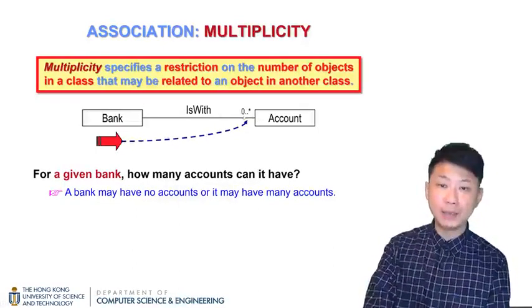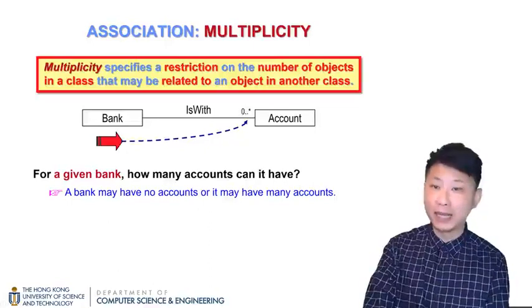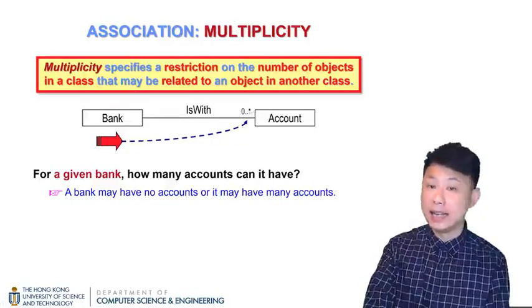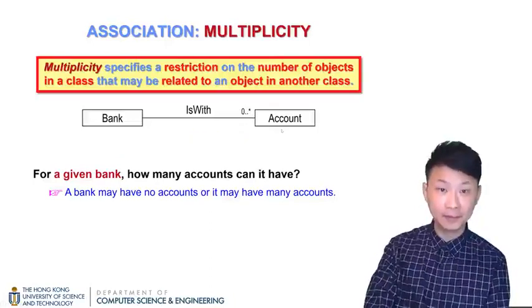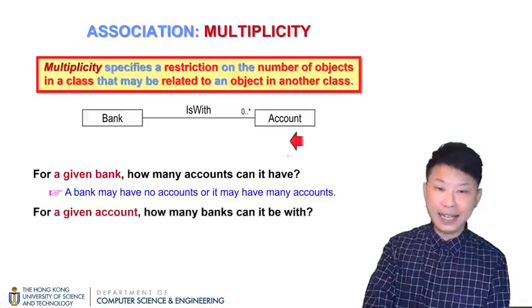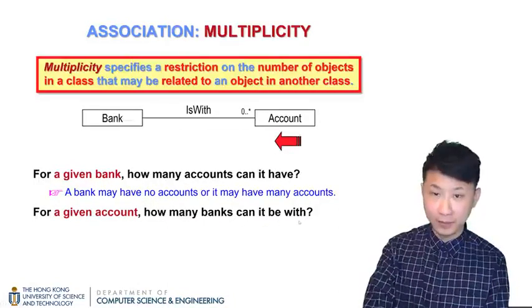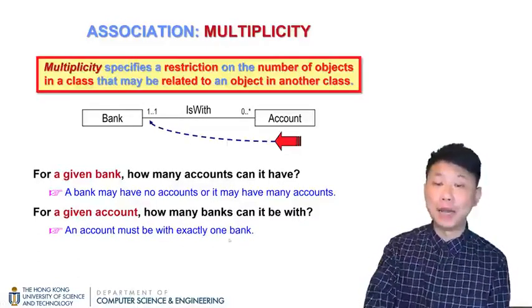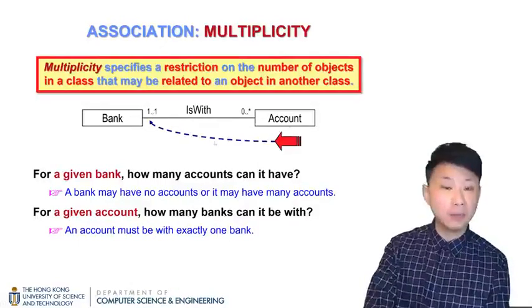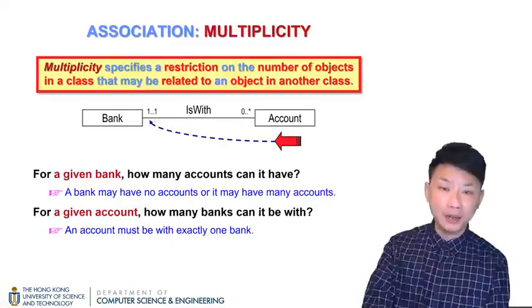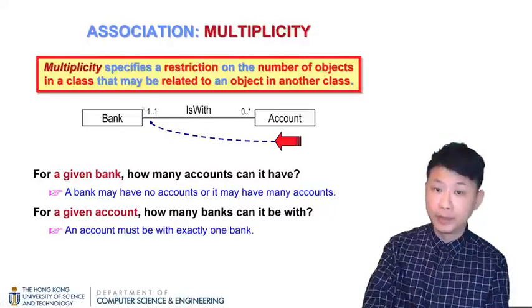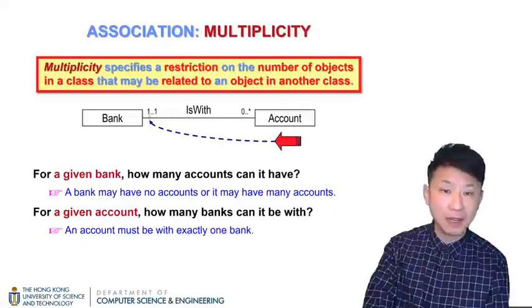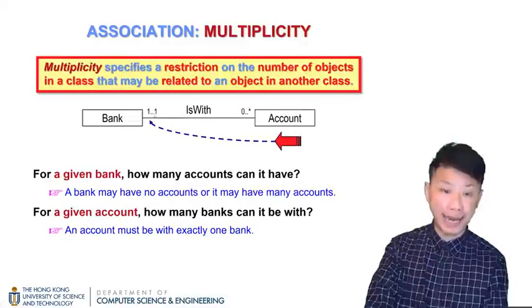This is how we specify multiplicity, and notice that the lower bound is 0 and the upper bound is any, up to infinity. Then, given an account, how many banks can it be with? For example, an account must be with exactly one bank. From the application domain, you know that an account must be from one bank. Then you provide the multiplicity here and say that an account can be associated with 1..1. Lower bound is 1, upper bound is 1. That means exactly one bank.